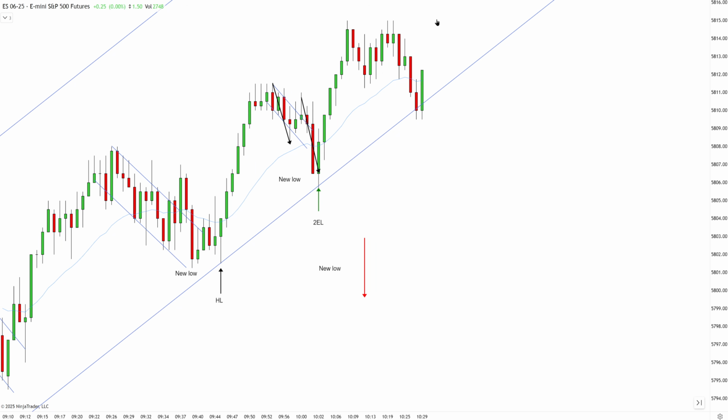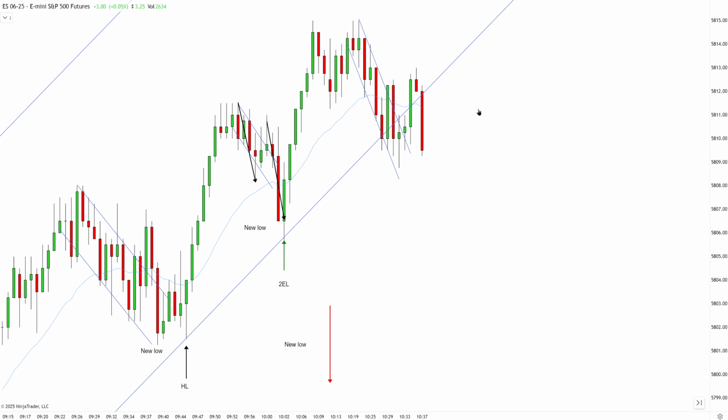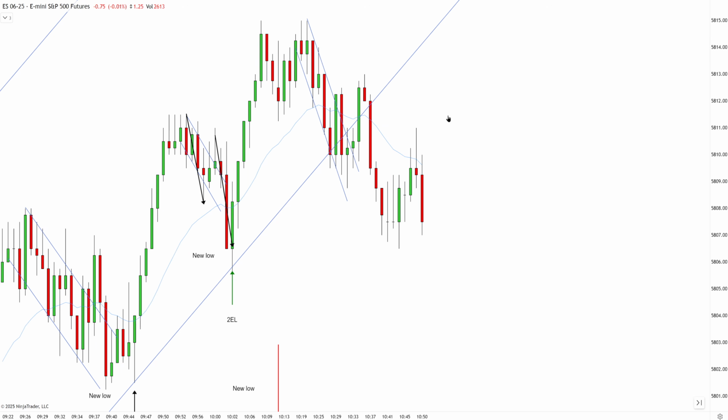Micro double top, count reset, we're correcting. I'm going to redraw the downtrend. I cannot go long as this downtrend is in play. I'm thinking about some high low second entry long. Can I get it? No, we broke below the EMA again, so I'm not thinking about buying. I need to see a high low above the EMA. Can I get it? I cannot. Market is correcting.